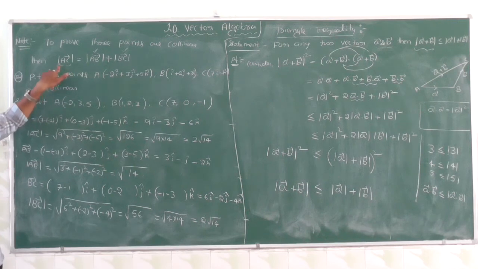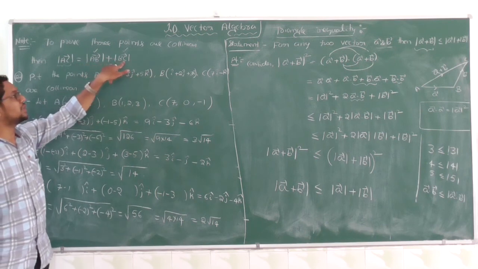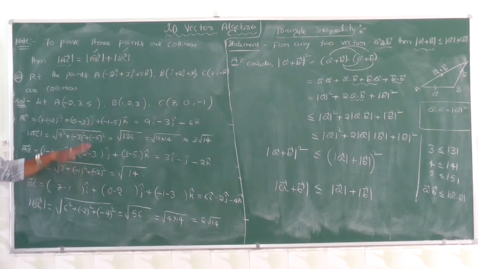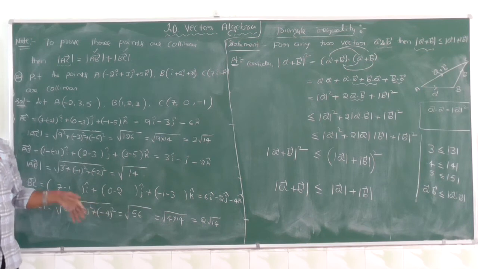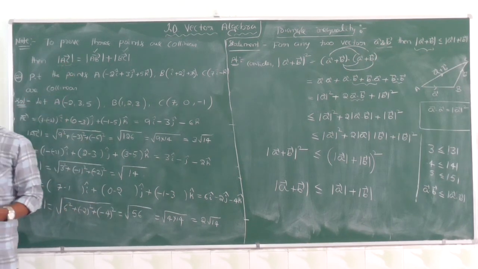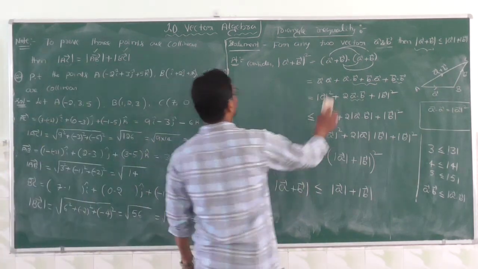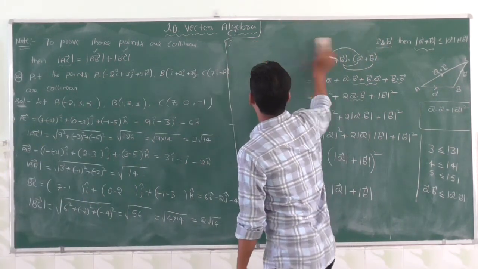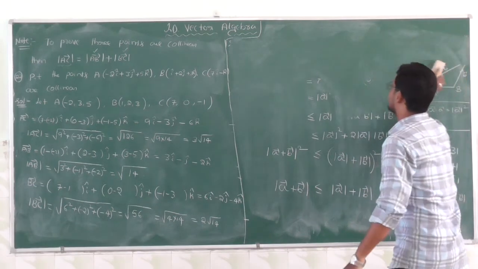Once again, here we have found the AC vector, AB vector, and BC vector along with their magnitudes. Everything we have got. Next, we have to verify this condition. Just verify it.